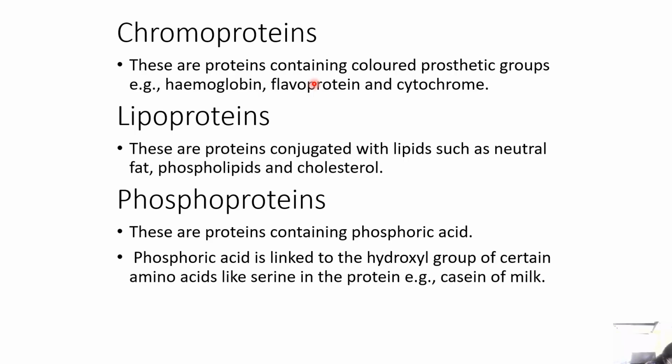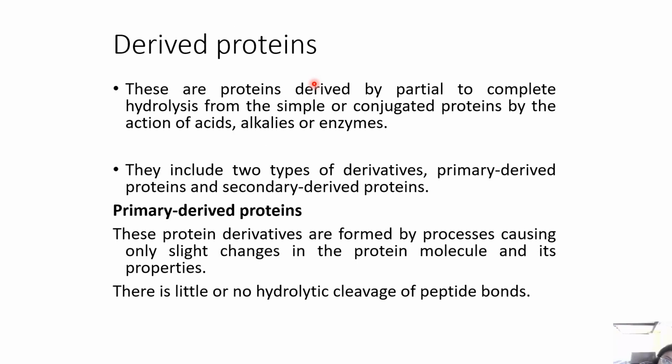Then we have chromoproteins. These are proteins containing colored prosthetic groups, for example hemoglobin, flavoprotein, and cytochrome. Lipoproteins are proteins conjugated with lipids such as neutral fat, phospholipids, and cholesterol. Then we have phosphoproteins, which are proteins containing phosphoric acid. It is linked to the hydroxyl group of certain amino acids like serine in the protein casein of milk.